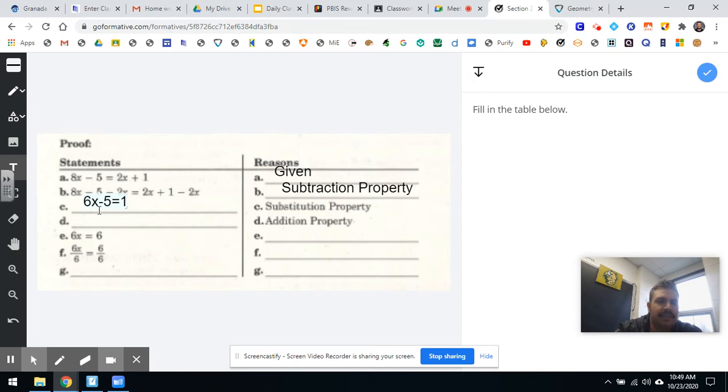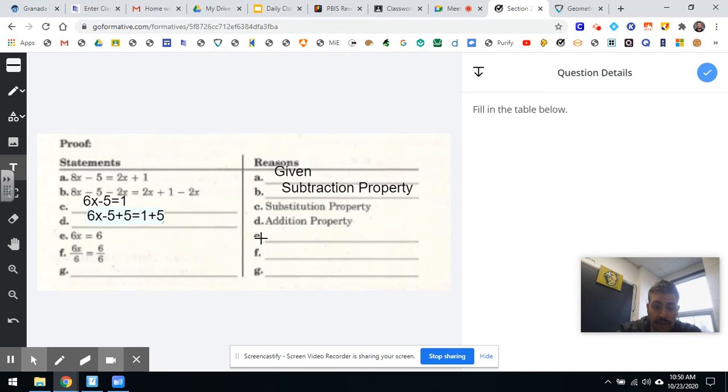Now, if I'm solving this like an algebra problem, I need to get rid of the minus 5. So what I'm going to do is add 5 to both sides. So 6x minus 5 plus 5 is equal to 1 plus 5, right? So what I'm doing is I'm using the addition property. I'm adding 5 to both sides of the equal sign to keep my equation balanced, right?